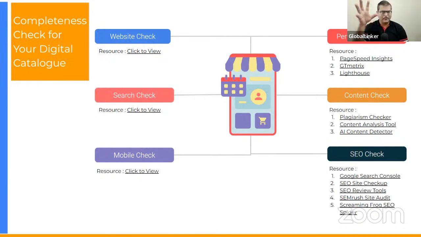And that should help you understand how complete your website is. Then you can also do a check for search engine optimization. You can also do a check for mobile responsiveness. And then there are other tools which can help you understand the other performance checks. So you can use Google PageSpeed or GTmetrix to understand how your website is performing.